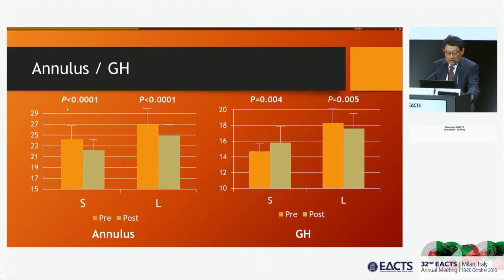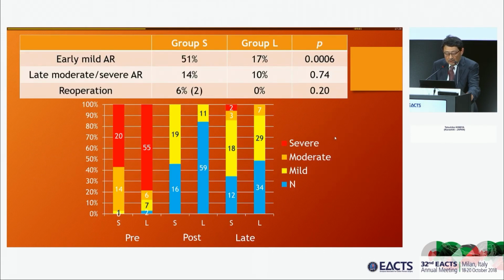Annular size was reduced postoperatively in both groups, and geometric height in group S was larger after surgery, but in group L it becomes decreasing. Early mild AR was detected in 51% for group S and 70% for group L. There is a significant difference. During the follow-up, moderate or severe AR developed in 40% in group S and 10% in group L.